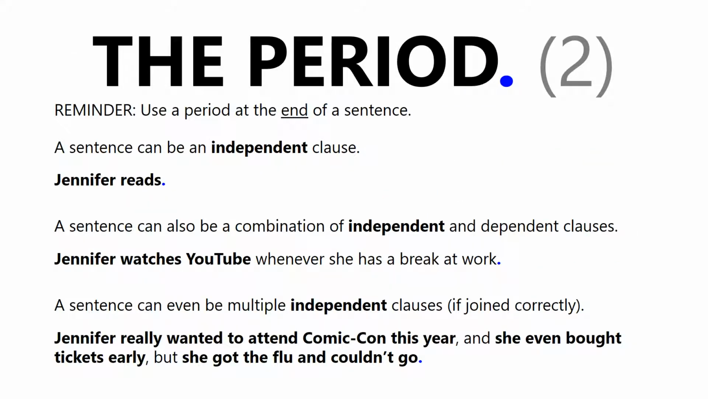Now that we have independent clauses and dependent clauses sorted out, and we know not to separate the two with a period, let's review the proper use of a period. Use it at the end of a sentence. A sentence can be just an independent clause, like this, Jennifer reads, period. A sentence can also be a combination of independent and dependent clauses, like this, Jennifer watches YouTube whenever she has a break at work, period. And a sentence can even be multiple independent clauses, if you join them correctly. For example, Jennifer really wanted to attend Comic-Con this year, and she even bought tickets early, but she got the flu and couldn't go. Period.